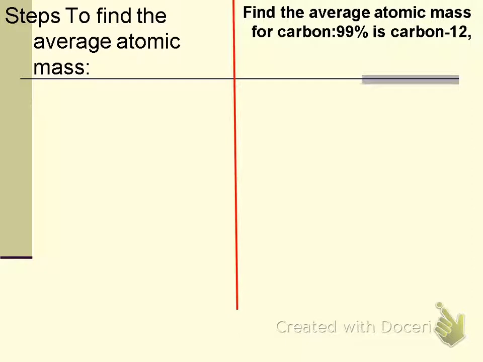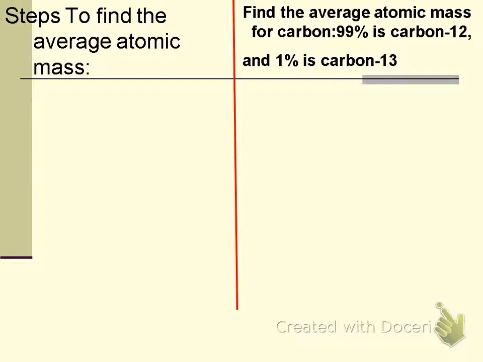So we're going to do this problem Cornell style, and we're going to write the steps of finding the average atomic mass on the left side. And on the right side, we're actually going to show us performing the steps. Okay. So here is what we're going to do. The goal is to find the average atomic mass. This is our plan, our end goal.